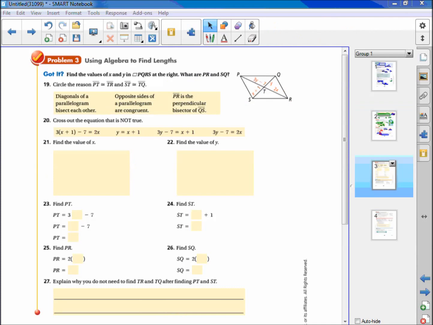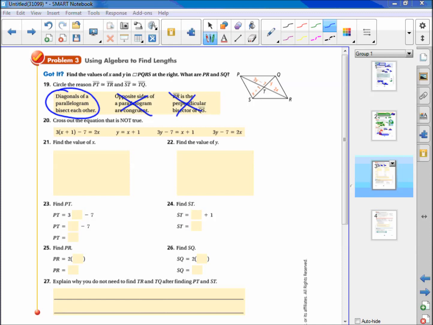All right, on the top of page 3, we have problem number 3. We're going to use algebra to find some lengths of the diagonals in our parallelogram. Okay, so find the value of x and y in parallelogram PQRS at the right. What are PR and SQ's lengths? Okay, so circle the reason PT and TR are congruent and ST and TQ are congruent. And that's because, let's see, diagonals of a parallelogram bisect each other.